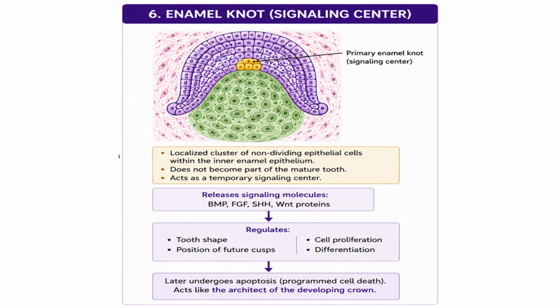So coming to enamel knot, it is called the signaling center. This is a localized cluster of non-dividing epithelial cells within the inner enamel epithelium, but it does not become part of the mature tooth. It acts as a temporary signaling center. So it releases signaling molecules such as BMP, FGF, SHH, and WNT proteins, which regulate the tooth shape, position of the future cusp, cell proliferation and differentiation, and it later undergoes apoptosis and acts like the architect of the developing crown.